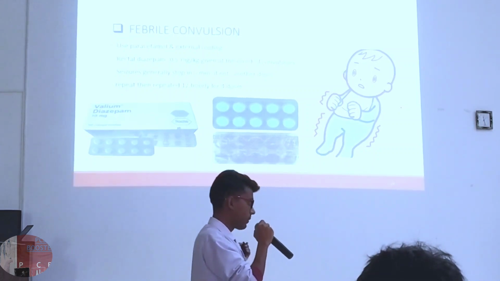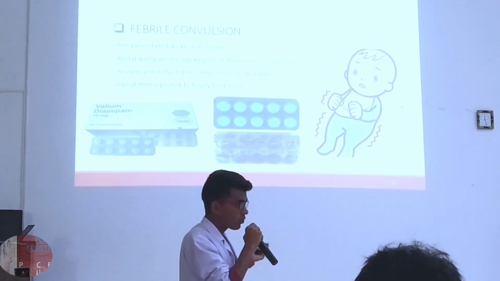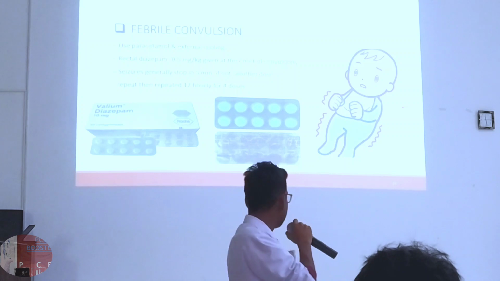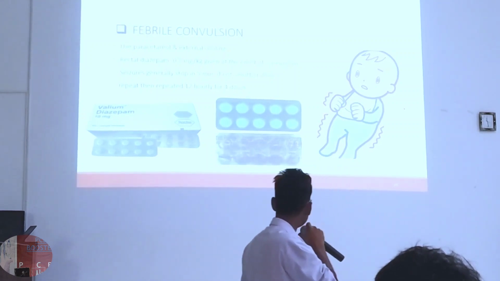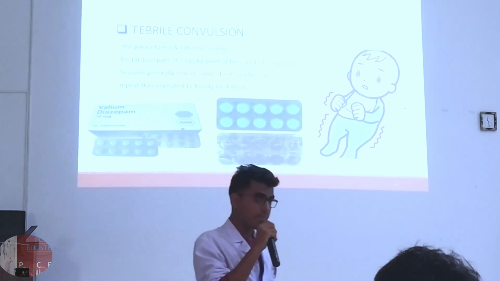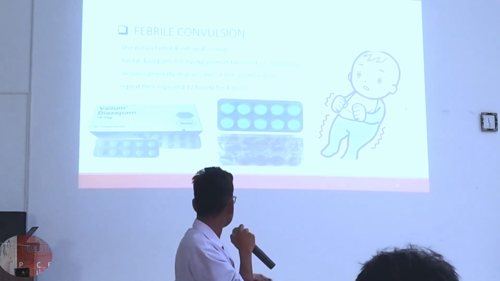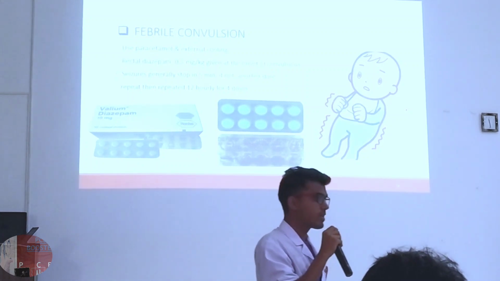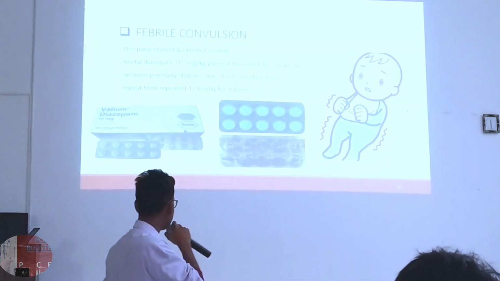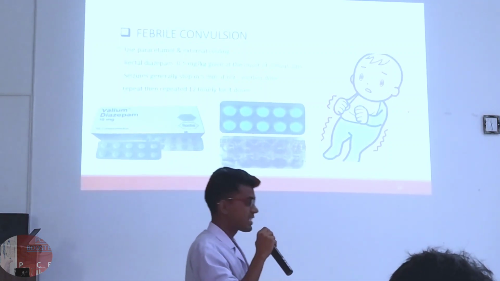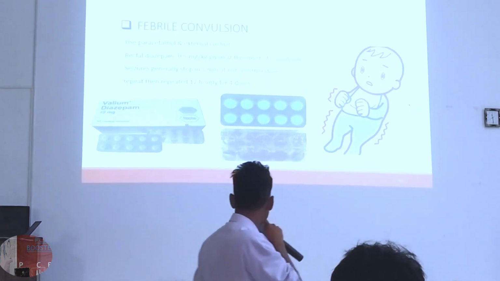So we have to maintain the temperature, so we can use either paracetamol or an external cooling method. Next we have to start the anti-epileptic drug, the drug of choice will be the rectal diazepam 0.5 mg per kg, which can be given rectally on the onset of the convulsion. Generally the seizure will stop in 5 minutes, but if the seizure continues for greater than 5 minutes, then another dose of this diazepam can be given, and this dose can be given 4 times in 12 hours.